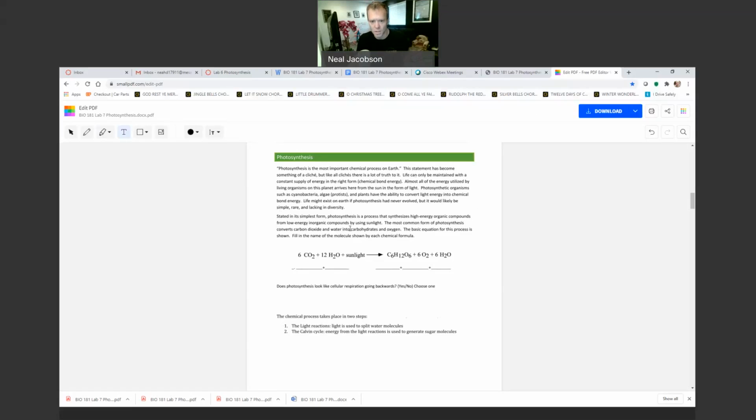All right. So in its simplest form, photosynthesis is a process that creates high energy organic compounds from low energy inorganic compounds by using sunlight. The most common form of photosynthesis takes carbon dioxide and water and turns it into carbohydrates and oxygen. That's sort of an 8th grade level understanding of it. The basic equation is just this.